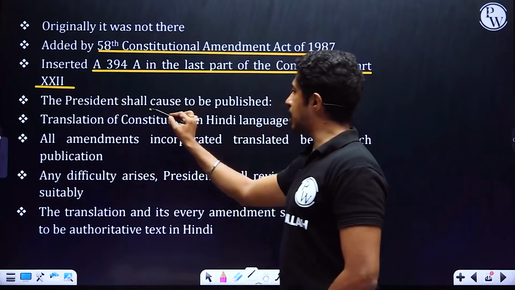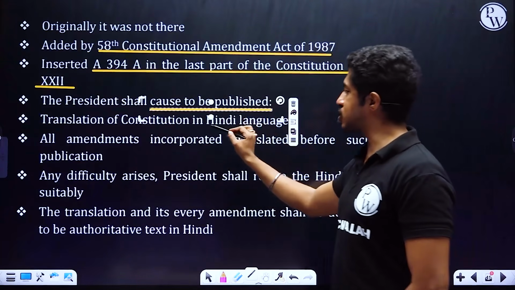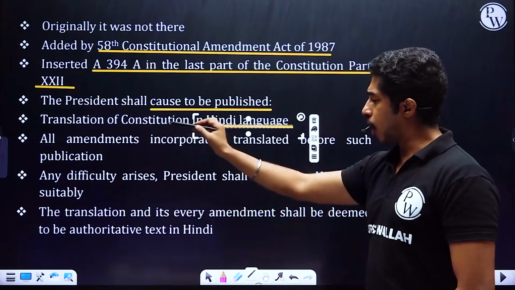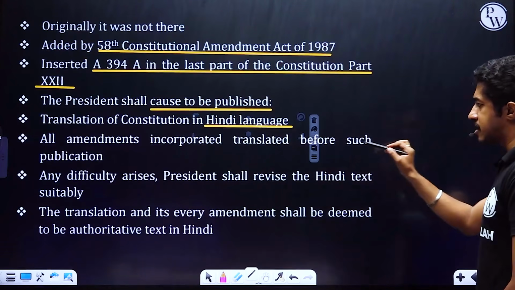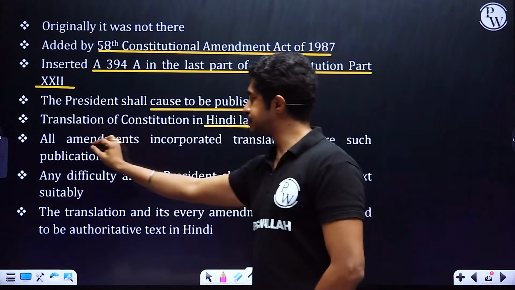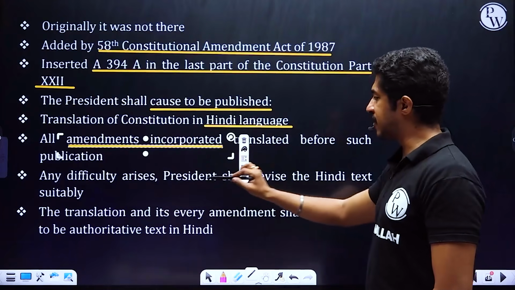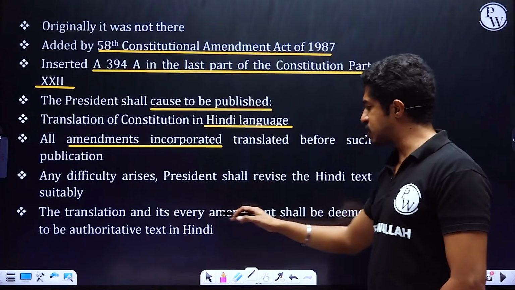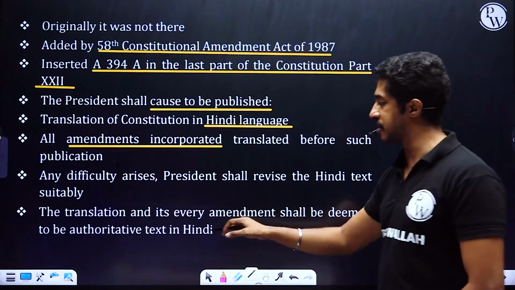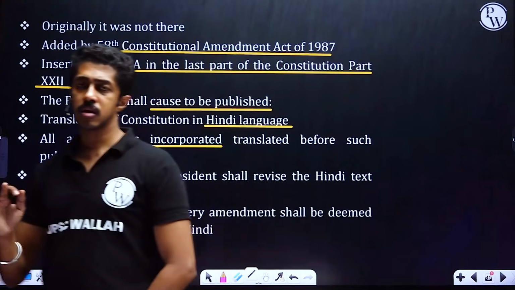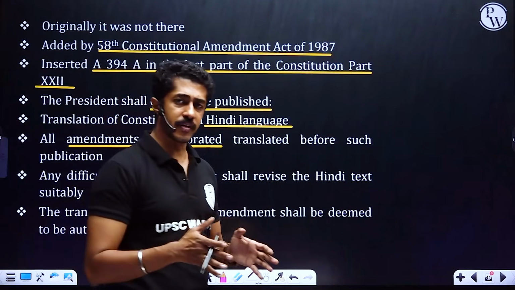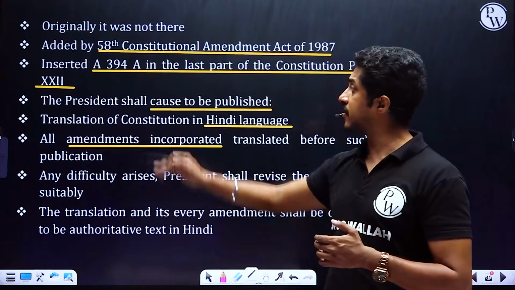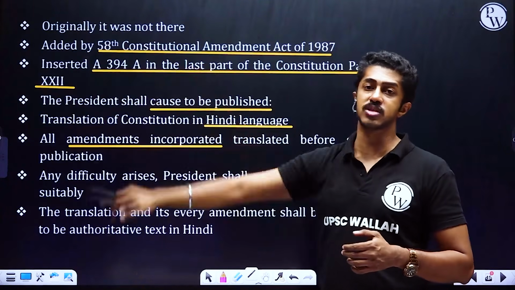The President shall cause to be published translation of the Constitution in the Hindi language. All amendments incorporated translated before such publication. If any difficulty arises, the President shall revise the Hindi text suitably. The translation and its amendments shall be deemed to be authoritative text in Hindi. Means what? So originally, Hindi was never there. It was added only in 1987 through the 58th Constitutional Amendment.